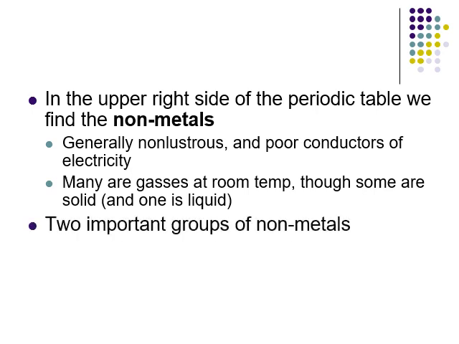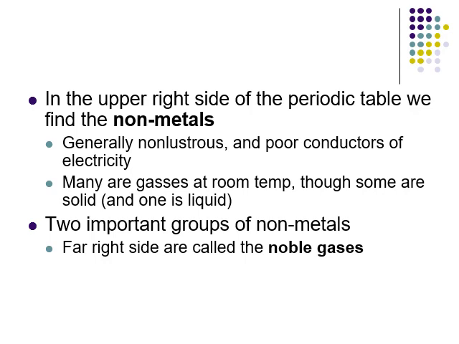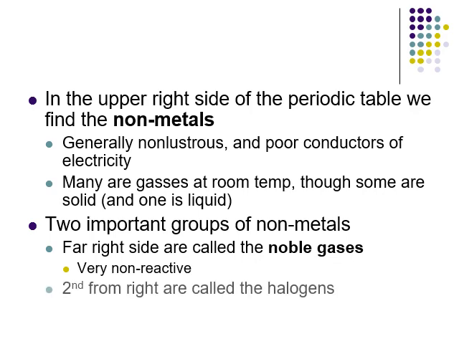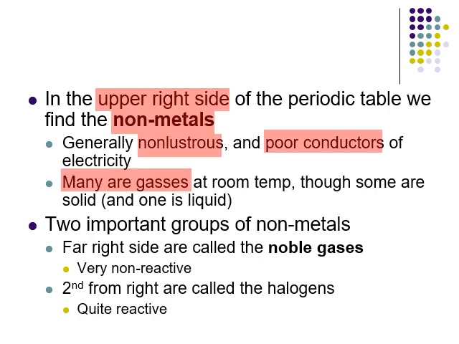And there's two important groups of nonmetals. The far right side of the periodic table, group 8A, are called the noble gases. Very, very non-reactive. Up until relatively recently in history, it was thought that they were entirely non-reactive, but we now know that they're not. They are just very non-reactive. They can react, but only under very specific circumstances and generally do not. The second from the right, group 7A, are called the halogens, which are extraordinarily reactive and pretty much universally quite dangerous and toxic to humans.